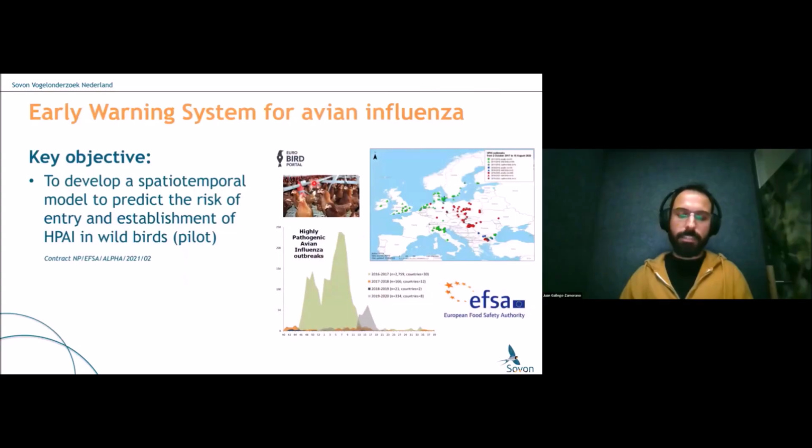So basically, EFSA also wanted to create an alarm system to try to predict the risk of entry and establishment of this avian influenza from wild birds, because we know that wild birds can carry this influenza and they move a lot.